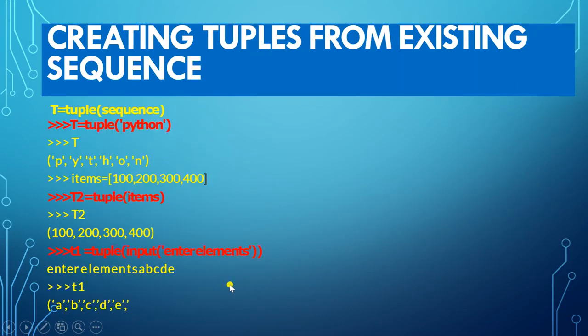Now creating a tuple from an existing sequence. So t is equal to tuple, and this is a sequence that already exists in Python. When you print the value t, it will give you the result in this way. Now again, this item is a list, and when you convert it to a tuple, it will give the elements in tuple form. Next is tuple input: enter the elements, a b c d e, this is a string, and you have written tuple here, so all the elements will be converted into a tuple.